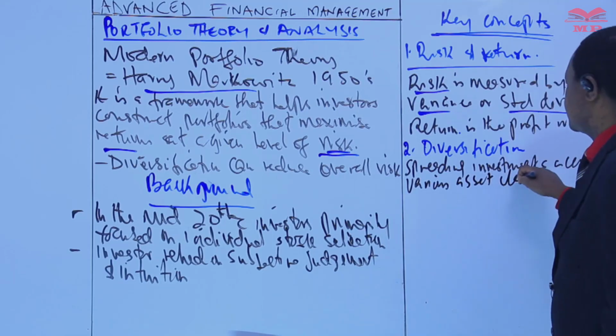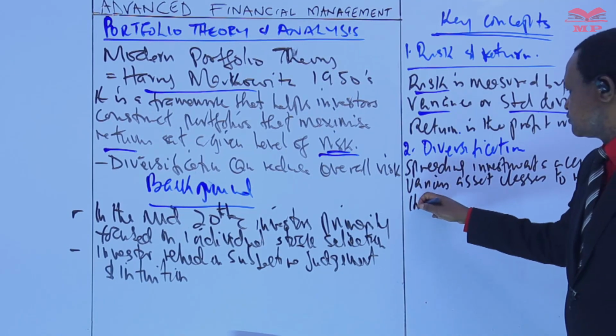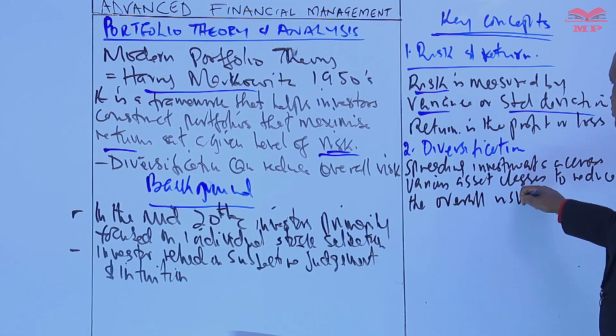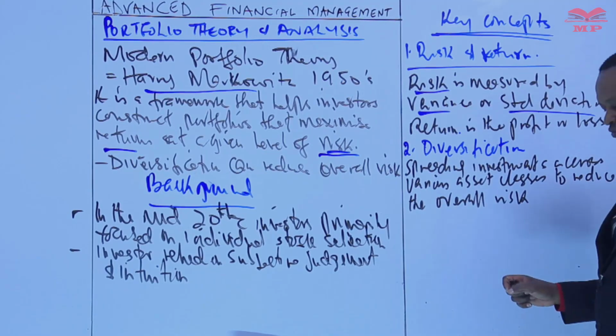It means spreading investments across various asset classes, and the objective is to minimize risk, to reduce the overall risk. So by diversifying, investors can mitigate the impact of adverse events on their portfolio.